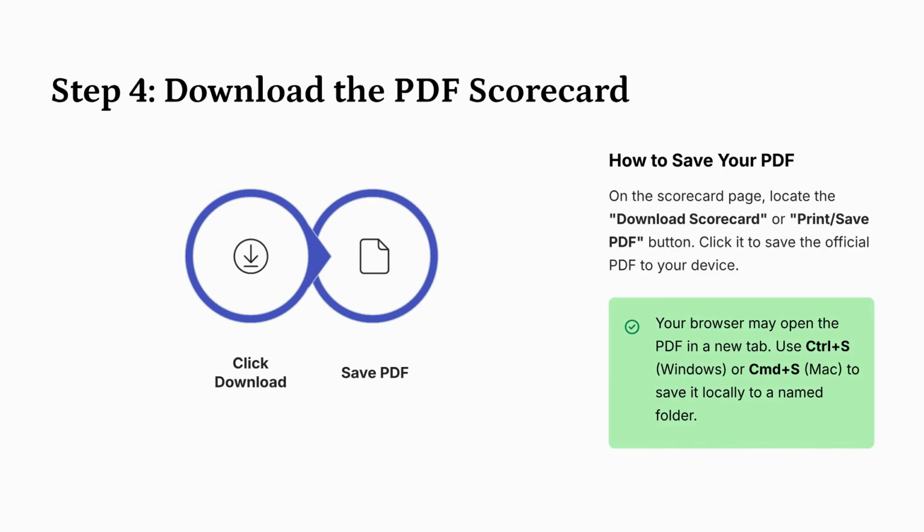Once you have reviewed your result, download the official scorecard immediately. Look for the download scorecard or print/save PDF button on the page and click on it. In some cases, the PDF may open in a new browser tab. You can then save it using the save option in your browser. Store the PDF in a clearly named folder so you can easily access it during counseling and admission process.